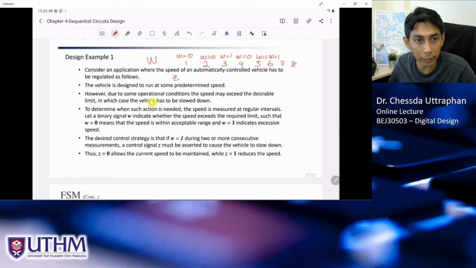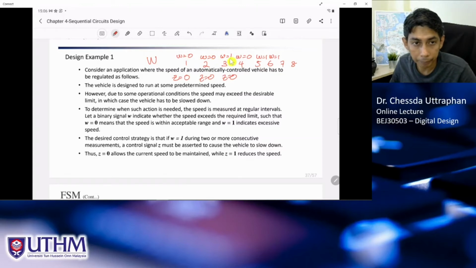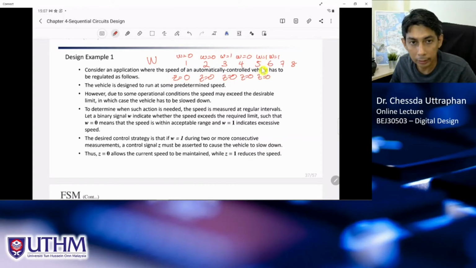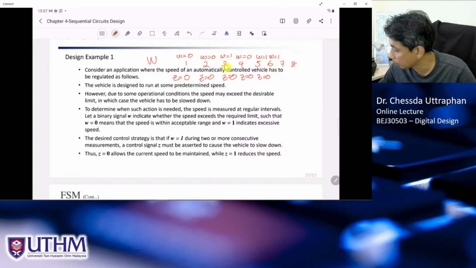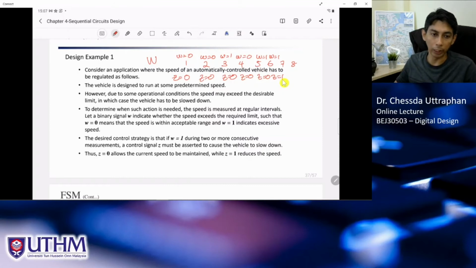So when the speed is still within the limit, Z should be equal to 0. Here Z should be equal to 0, Z should be equal to 0, because here it is only one time. At the fifth measurement, Z should still be equal to 0, because we have only one measurement exceeding the speed. But the next measurement is still exceeding the speed. So now we need to have Z equal to 1, so that our vehicle will be slowed down. That is the thing that we want to do.